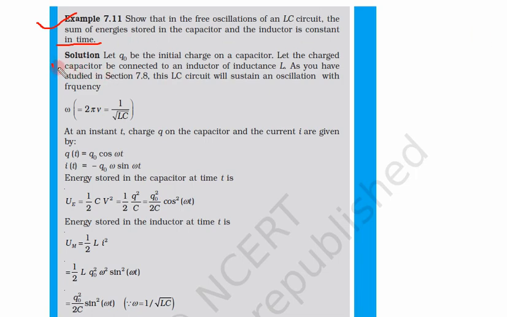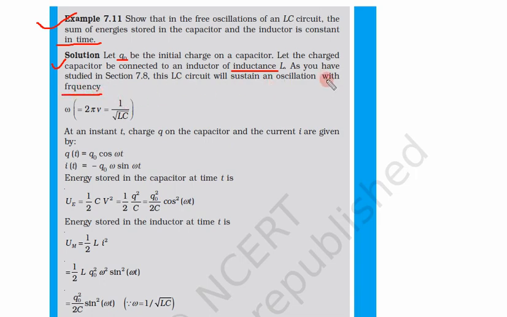So first of all, let Q0 be the initial charge on the capacitor. So we have assumed that Q0 is the charge on the capacitor. Up to this value we have charged the capacitor. Let the capacitor be connected to an inductor of inductance L. So after we have charged it, we connected this to an inductor of inductance L. As you have studied in section 7.8, this LC circuit will sustain an oscillation with frequency.